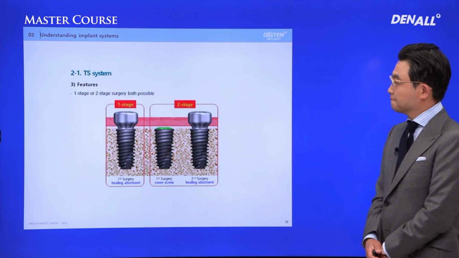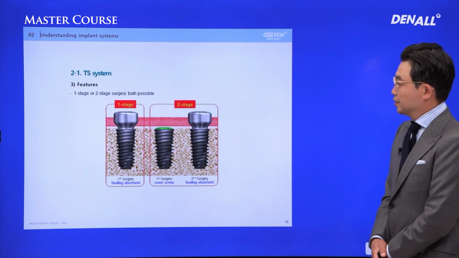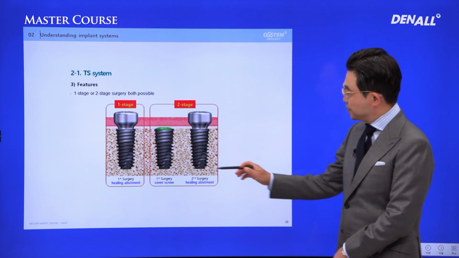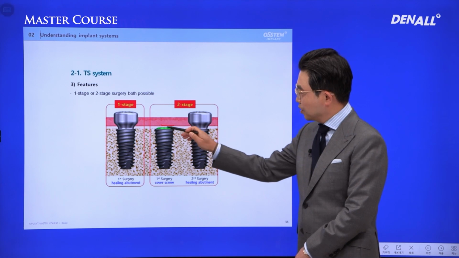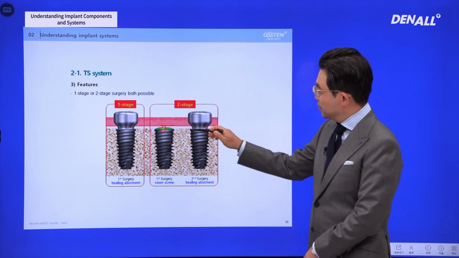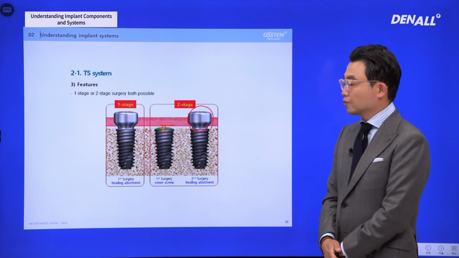For the TS system, in case the bone quality is bad, or we had a wide GBL, like using a cover screw, you can submerge, and a healing abutment can be connected for also one-stage surgery.